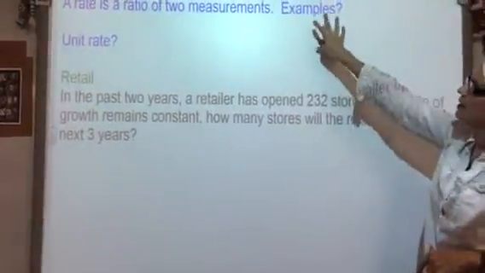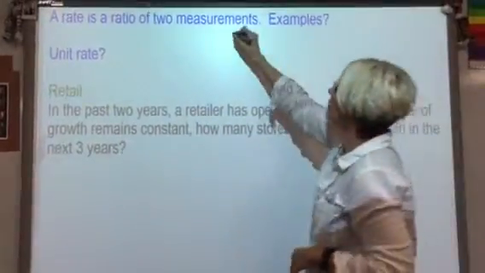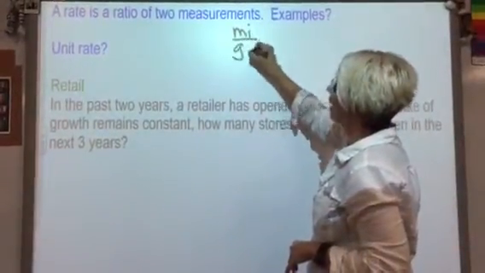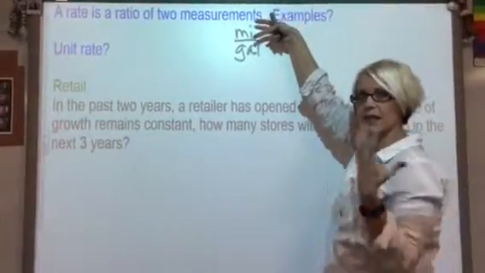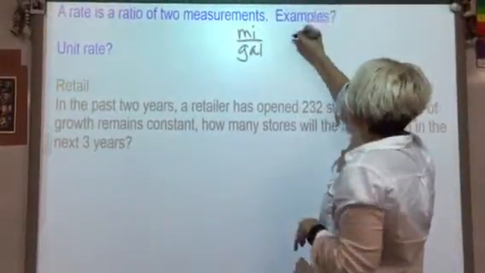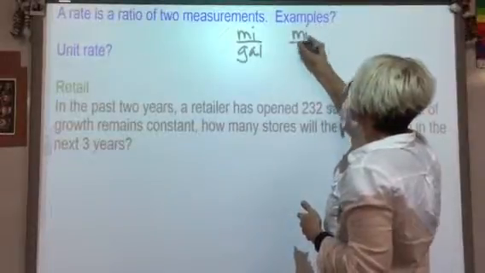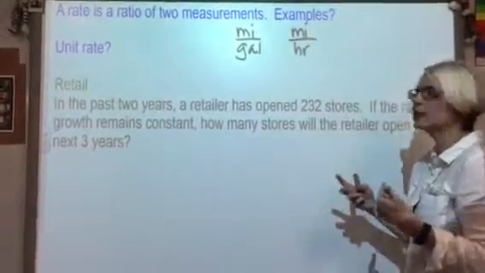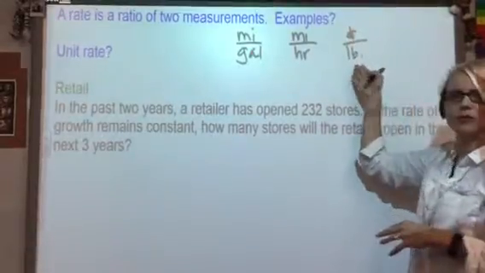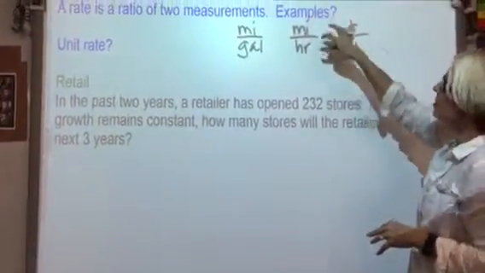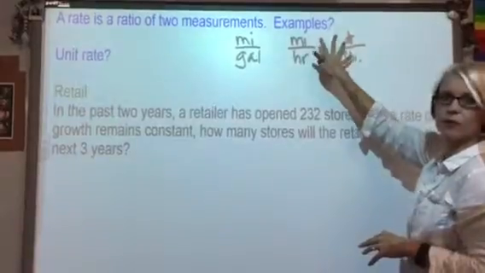Now, a rate is an example of two measures. So some common rates: maybe you've heard of miles per gallon. That's a rate because it's two different measures, miles and gallons, and I'm making a comparison. You may have heard miles per hour when you're talking about speed limit. Maybe you've heard of price per pound when you're buying fruit at the grocery store. So in each of these situations, these are different rates.